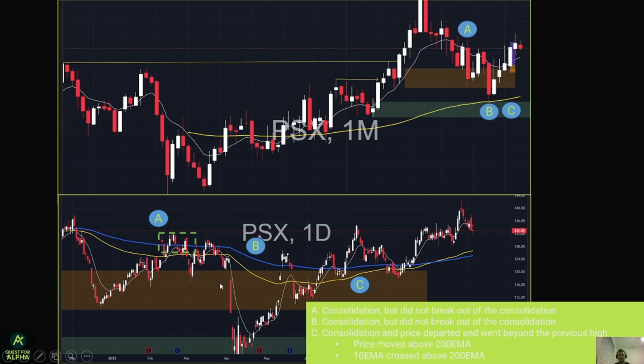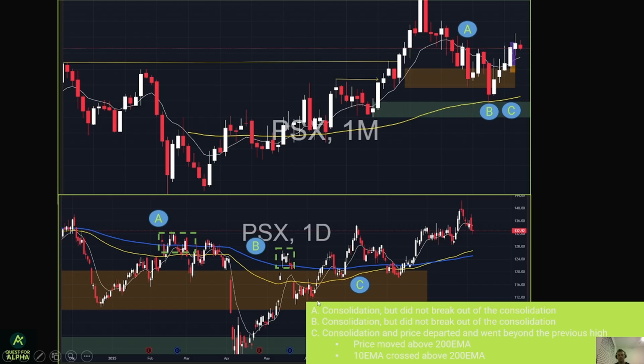And what happened in setup B is there was another consolidation that happened here in this region. The price was above the 200 EMA. What we wanted to do was to wait for the price action to break out of this consolidation, which never actually happened. The price broke down again.